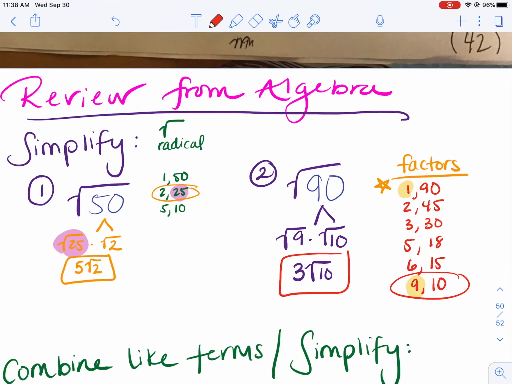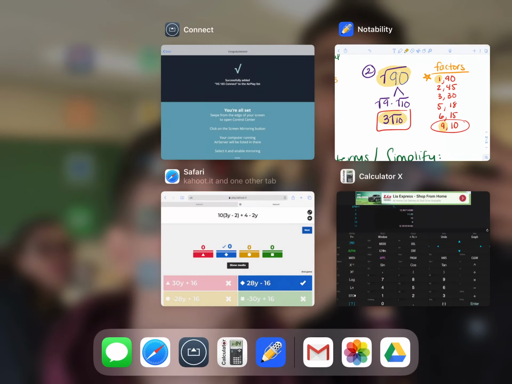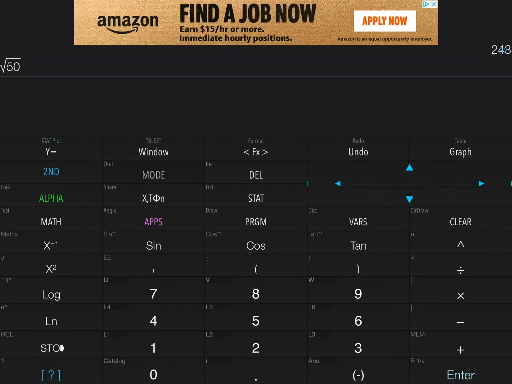Perfect. Okay, now, in order just to check our work, I'm just going to show you one quick trick. This square root of 90 should be the same as 3 square root of 10. So one way to check it is I'm going to type in the square root of 90, right? That's 9.486, and so on. And then our answer was 3 square root of 10. And those are the same. So that's one really easy way to check your radical work.